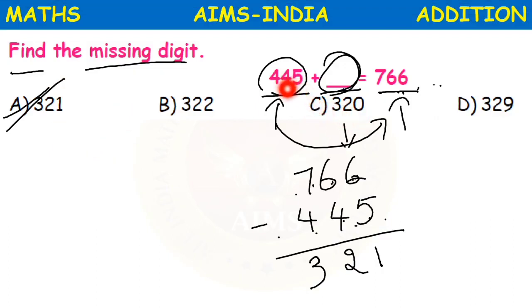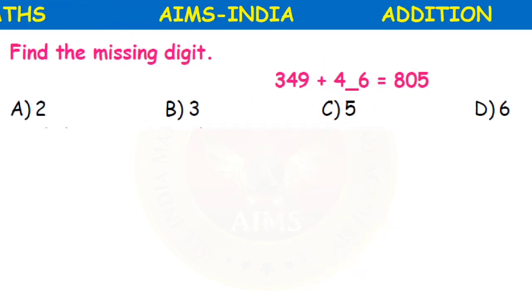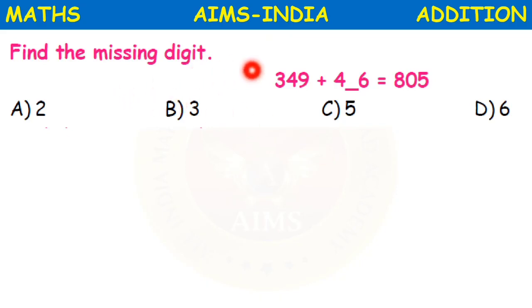Yes, we are having one addend and the sum is given. We have to find out the other addend. How will we do this? We will subtract the addend from the sum. Yes, clear children? Okay. Question number 2. Again, find the missing digits. 349 plus 4 dash 6 is equals to 805. Option A 2. Option B 3, option C 5, option D 6.